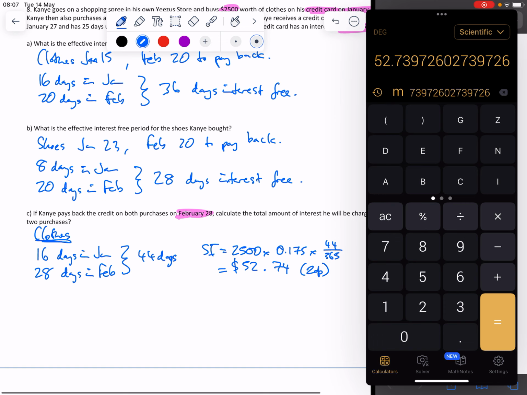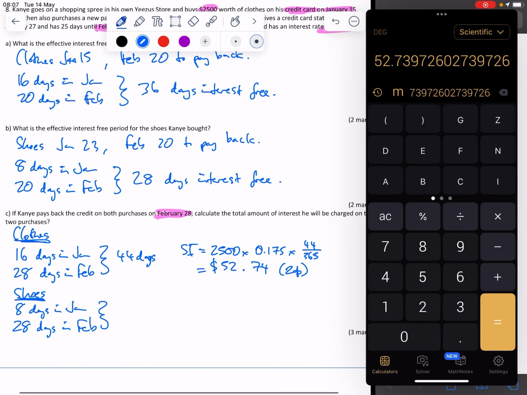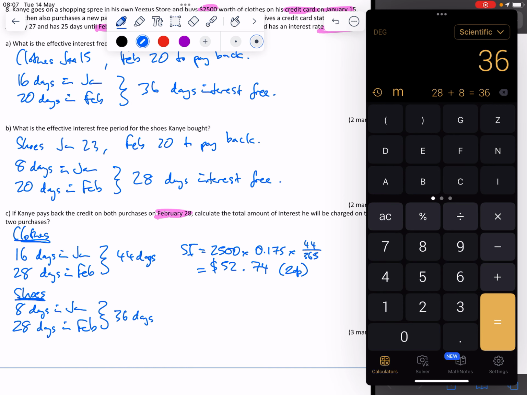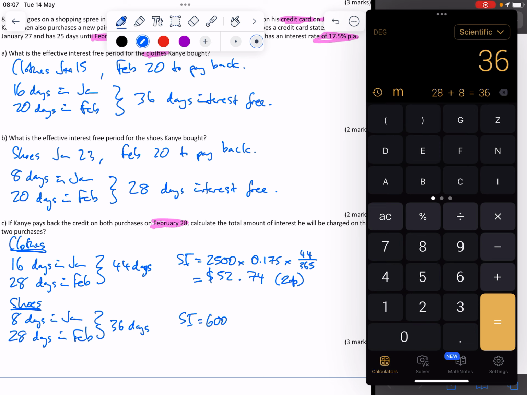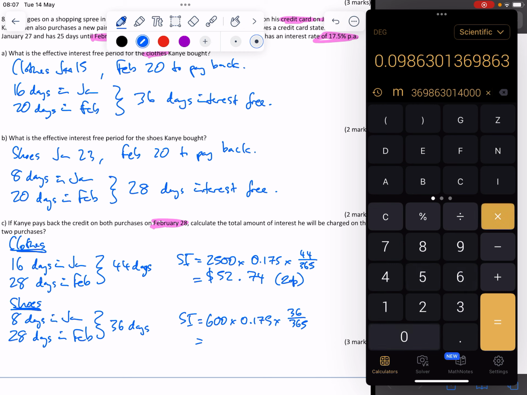And the shoes, we already said it was 8 days in Jan, and then the 28 days in Feb, because you paid them off on the 28th. 28 plus 8, 36 days. SI equals, the shoes were 600 times 0.175 times 36 on 365. 36 divided by 365 is a number, times 0.175 times 600. You get $10.36 to 2 decimal points.